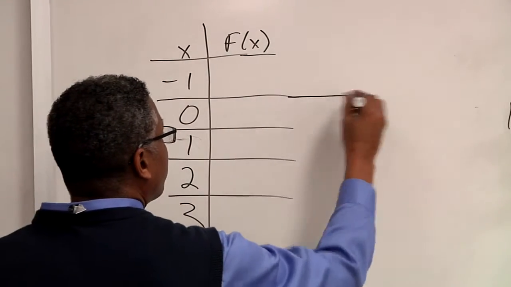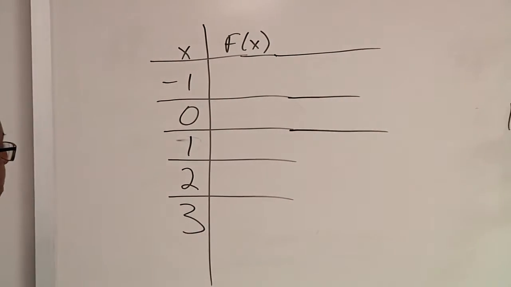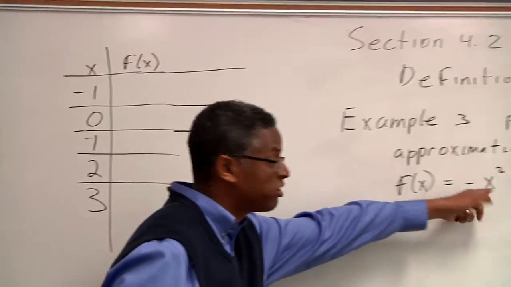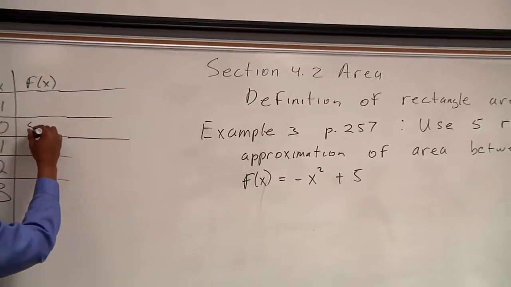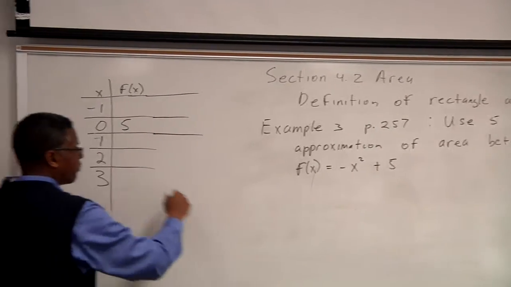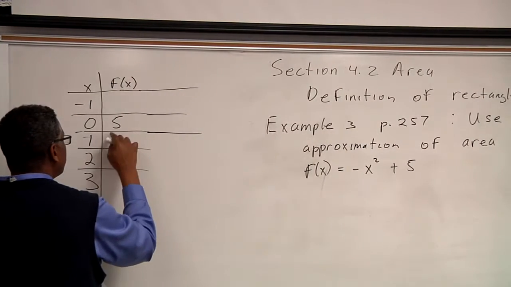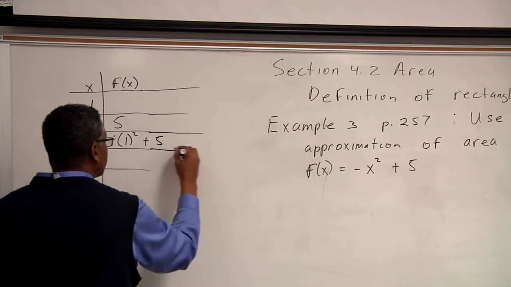So if we do that, let's go ahead and do the easy one first. The easy one first will be plugging in 0 into that formula. Well, a negative 0 squared is just 0. 0 plus 5 is simply 5. A negative 1 squared plus 5 looks like this, negative 1 squared plus 5.